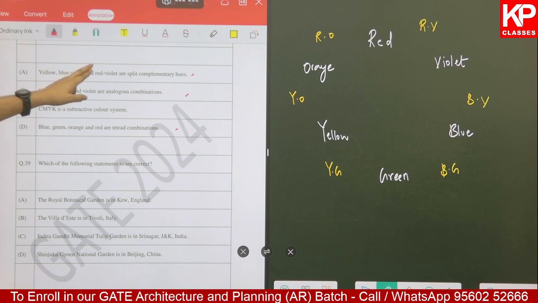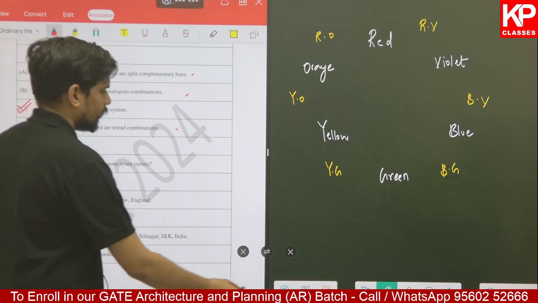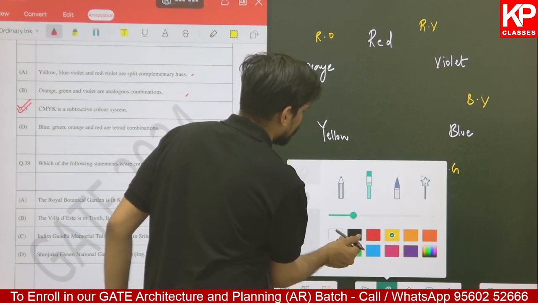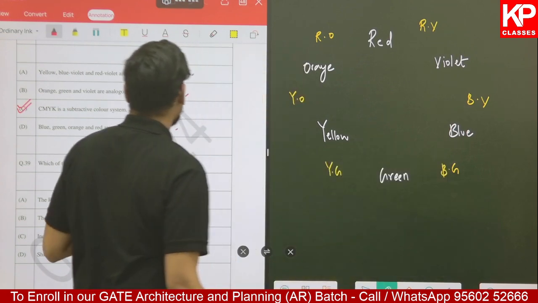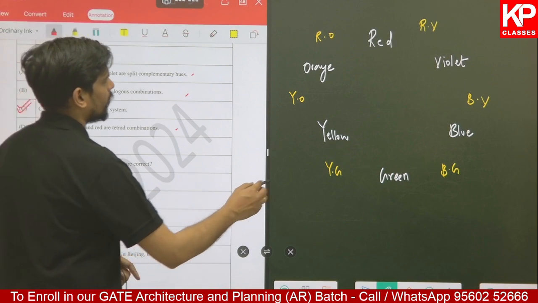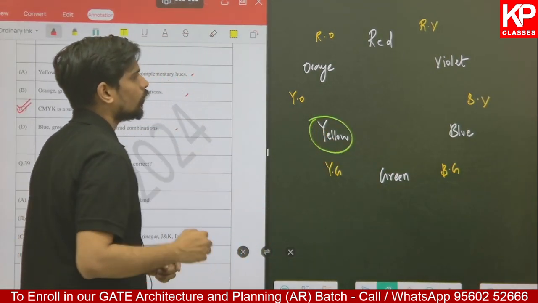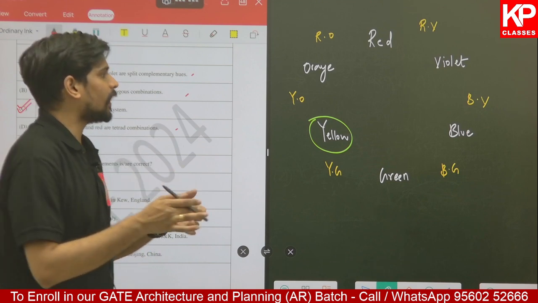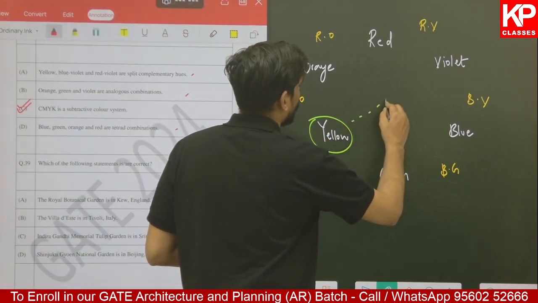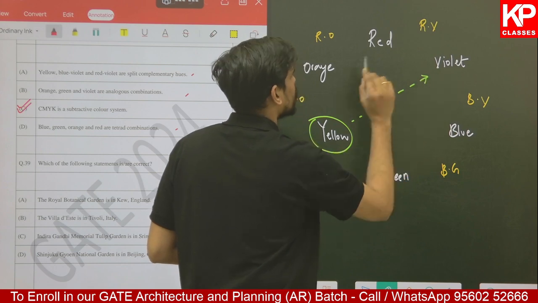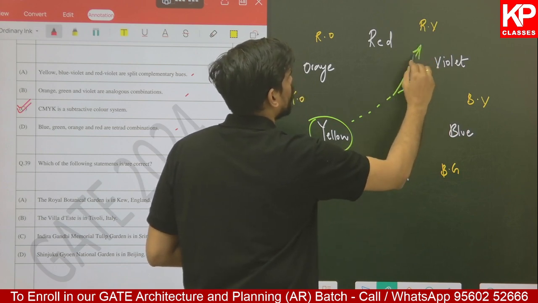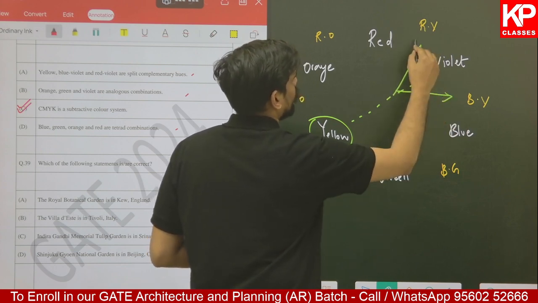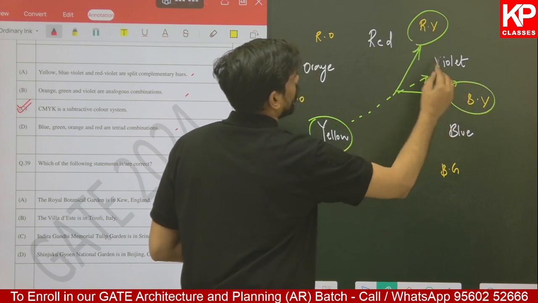Yellow, blue violet and red violet are split complementary. So what is split complementary system? Which of the colors form a split complementary set along with yellow? If I select yellow, what is the split complementary set of it? You need to select both the colors on each side of its complementary. The complementary of yellow is violet. You will not select violet. You should split out the complementary. That is red violet and blue violet.